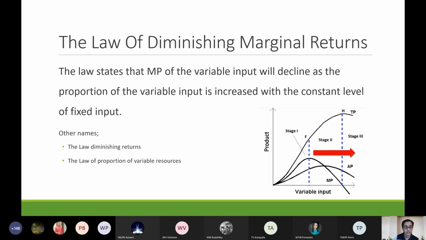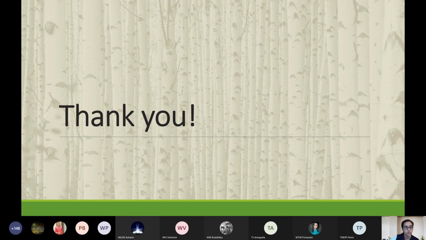We use other names also to refer to this law, right? The law of diminishing returns is one of the other names, and the law of proportion of variable resources is another. So if someone asks you to explain the law of diminishing returns or the law of proportions of variable resources, you will have to write the same definition. Okay, so that's it.